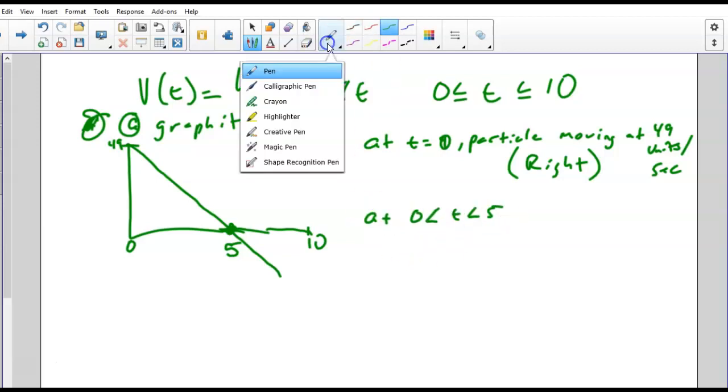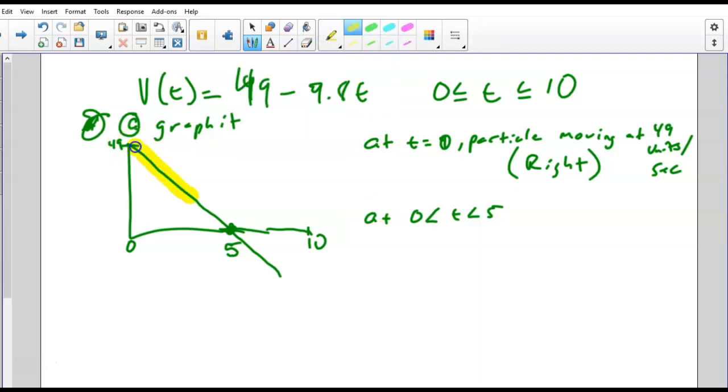Now let's talk about between 0 and 5. Between 0 and 5, is the graph getting faster or slower? Look at what it is approaching. What is it approaching? 0. So is it getting faster or slower? It's getting slower. It's slowing down because it's approaching 0. The particle is slowing down.